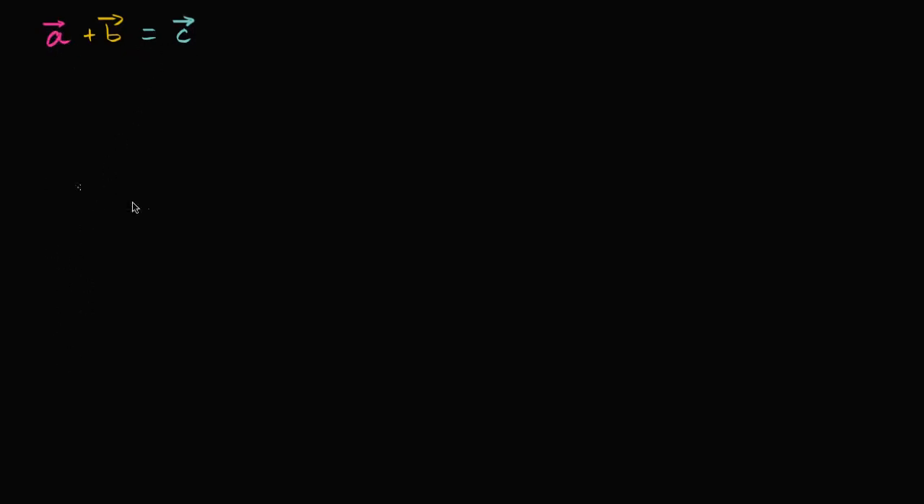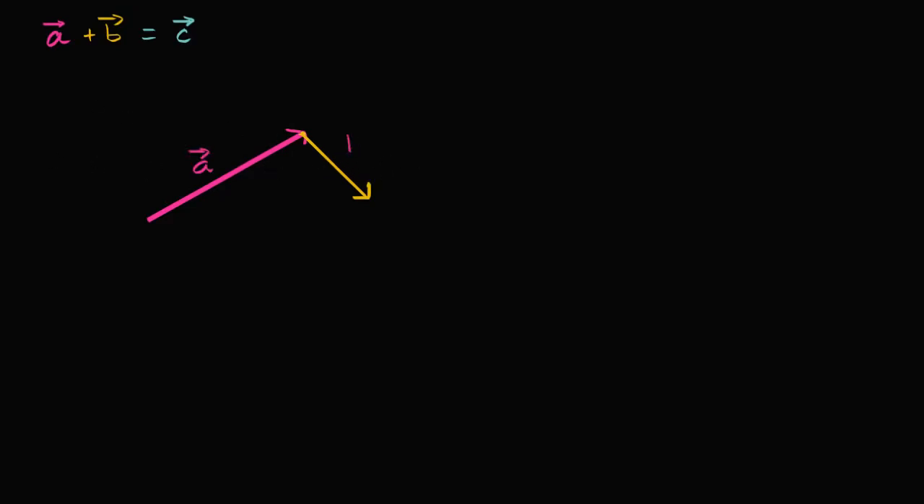Well, I'm just going to draw what vector A might look like. So let's say that this right over here is vector A. And vector B, since I'm adding it to vector A, I'm going to put its initial point at the terminal point of vector A, and then I'm going to draw vector B. So let's say vector B looks like that. So that is vector B. So let me label these. That is vector A. This is vector B.